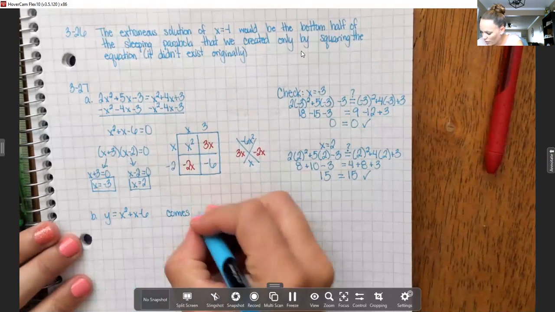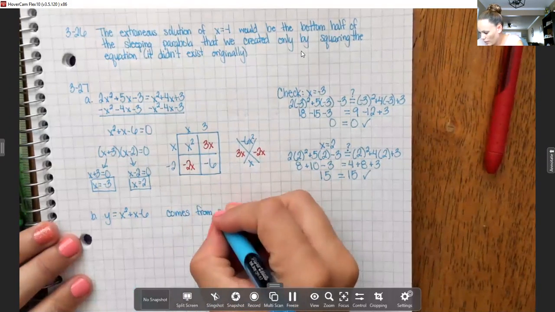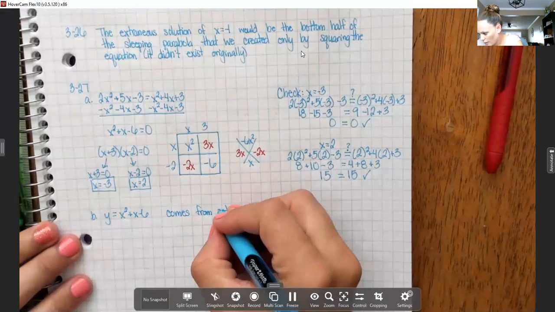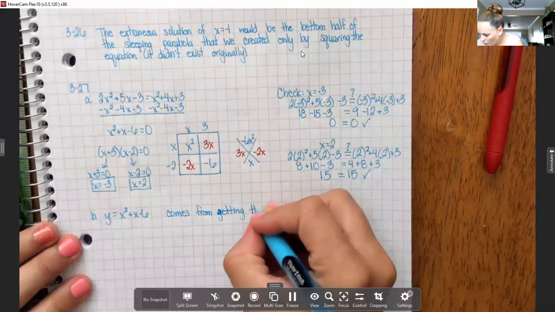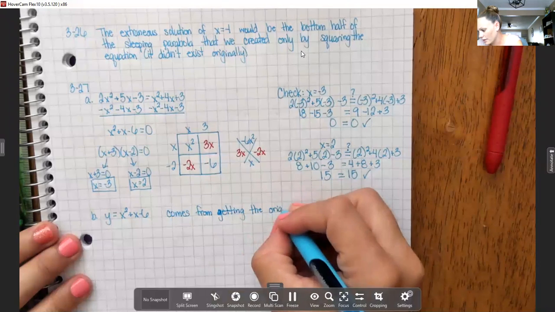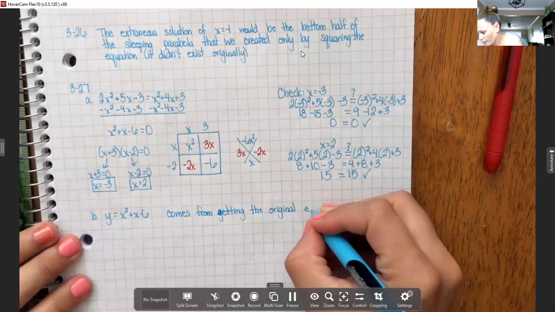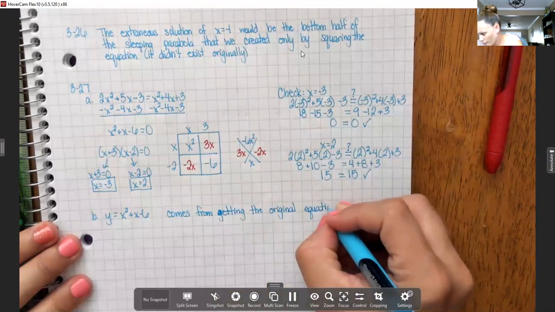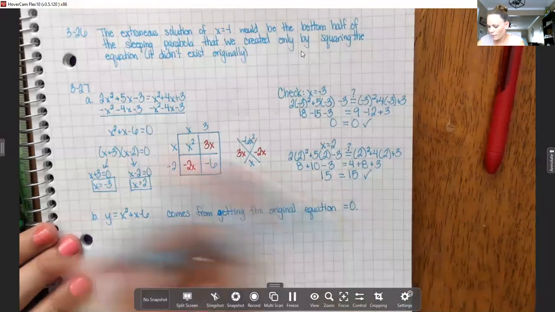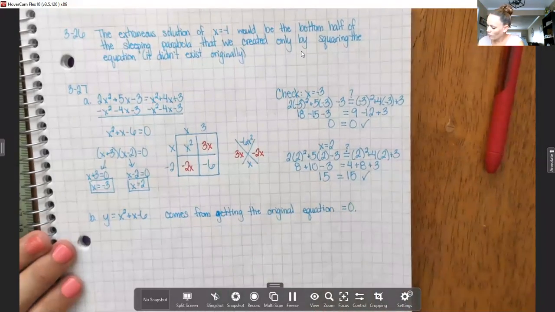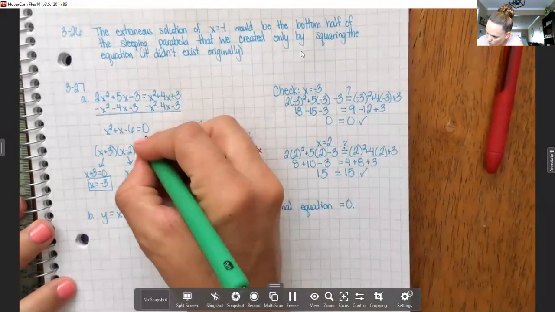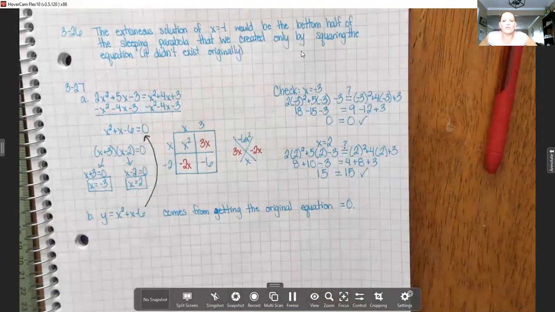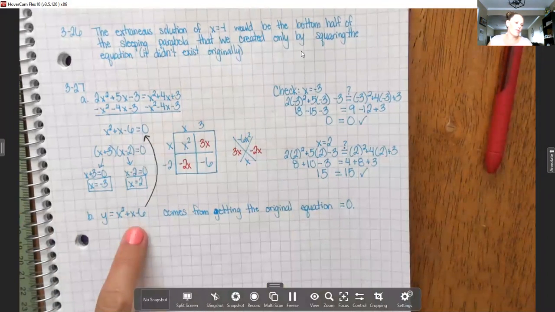So this comes from getting the original equation equal to 0. You can kind of see it right there. You don't have to draw the arrow unless it helps you. So he got that original equation equal to 0, and that's where it comes from.